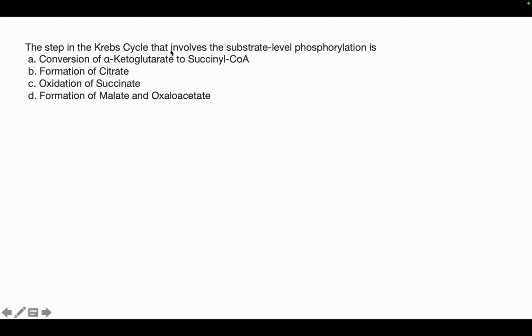The step in Krebs cycle that involves substrate level phosphorylation is... Substrate level phosphorylation occurs whenever there is GTP formation, and that occurs in the conversion of alpha ketoglutarate to succinyl CoA, where we get one molecule of GTP.